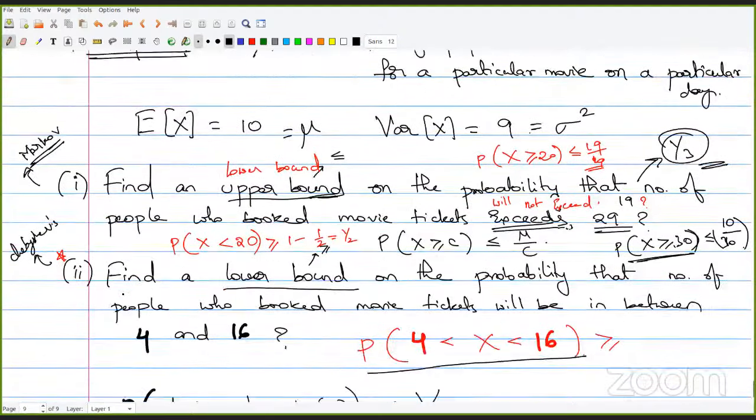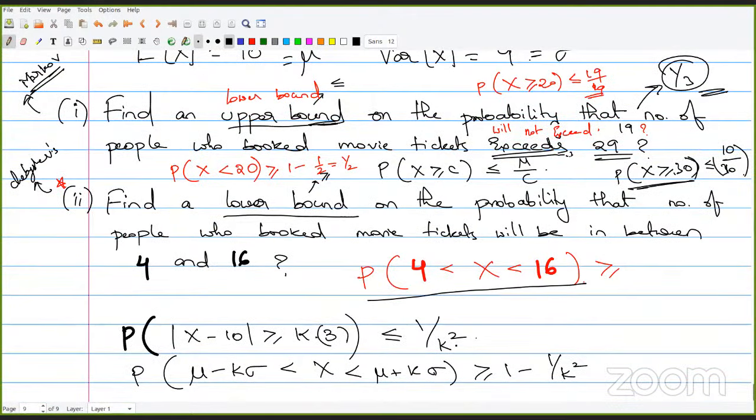Now we got k is equal to 2, right? Now see, mu minus k sigma is 4, mu plus k sigma is 16. From here you can get the value of k, and the value of k will be 2. Once you get k equal to 2, this will be 1 minus 1 by 2 square. So this will be 1 minus 0.25, which is greater than or equal to 3 by 4, 0.75. So that means the lower bound will be 0.75.